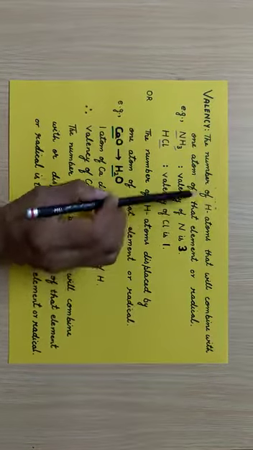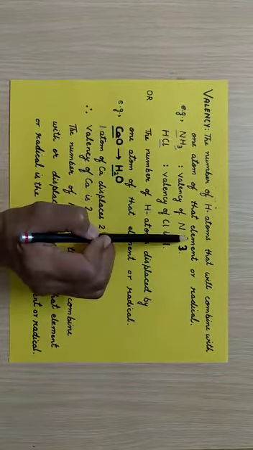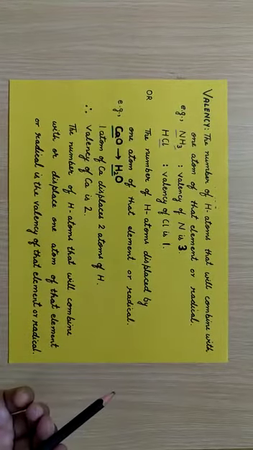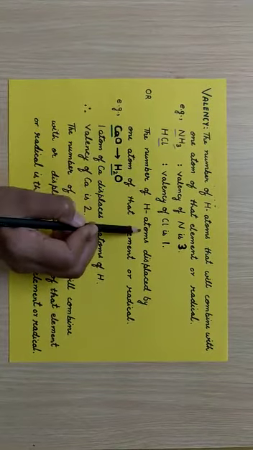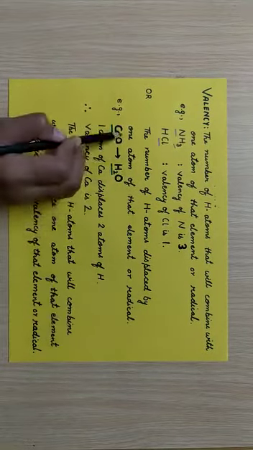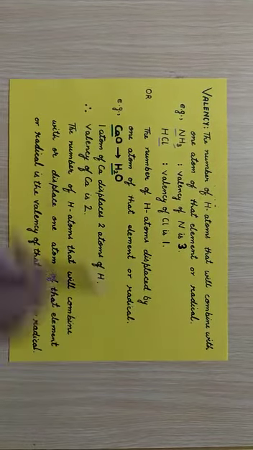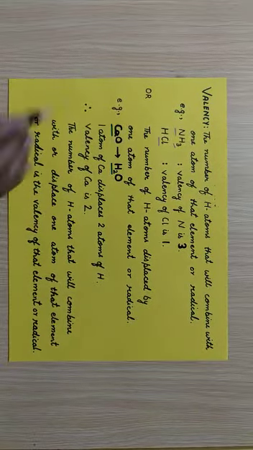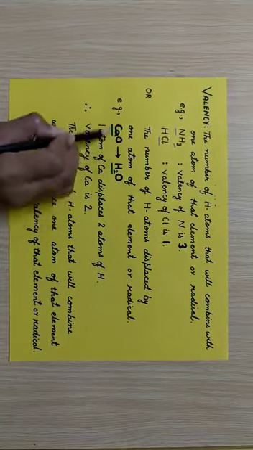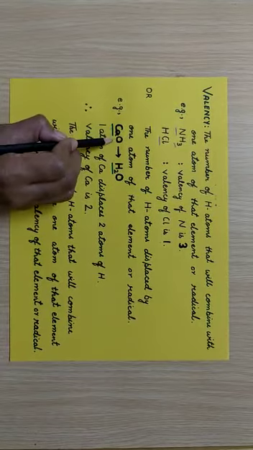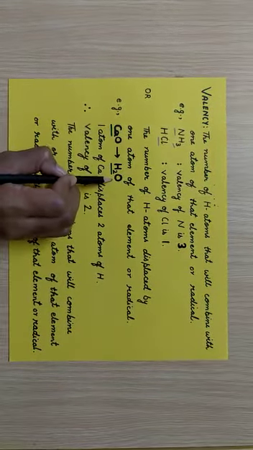So whatever the number of hydrogen atoms combined with one atom of any element is the valency of that element. Similarly, the number of hydrogen atoms displaced by one atom of that element or radical is also the valency of an element. To understand this better, let us have a look at this example. Here two compounds are written. One is calcium oxide, that is CaO. Another is water, that is H2O.